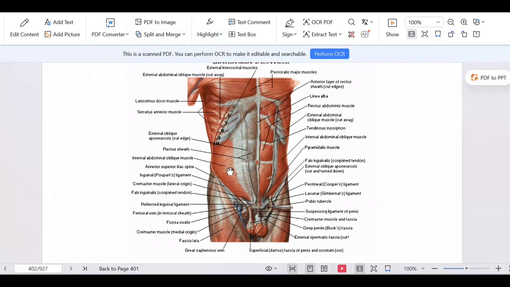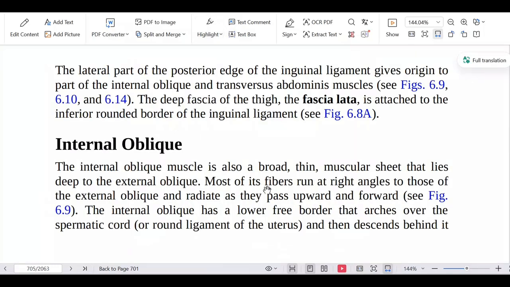Here you can see the internal oblique muscle and the internal oblique aponeurotic part shown here, and basically their fibers are coming forward and upward. The external oblique fibers were coming forward and downward, and the fibers of the internal oblique are coming forward and upward. Now let's move back to our main topic.